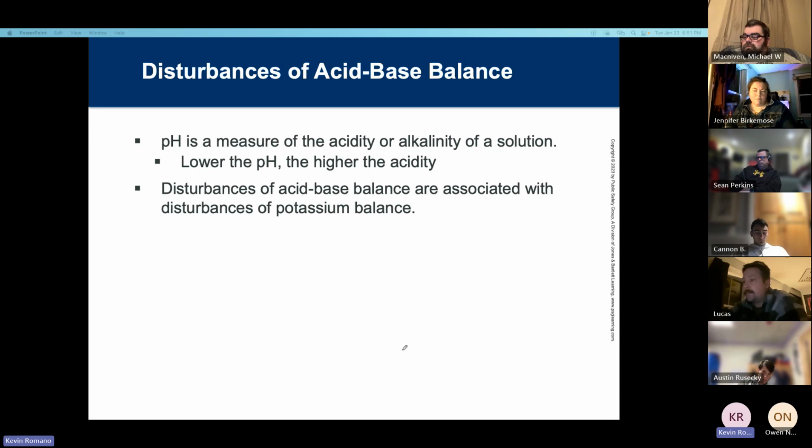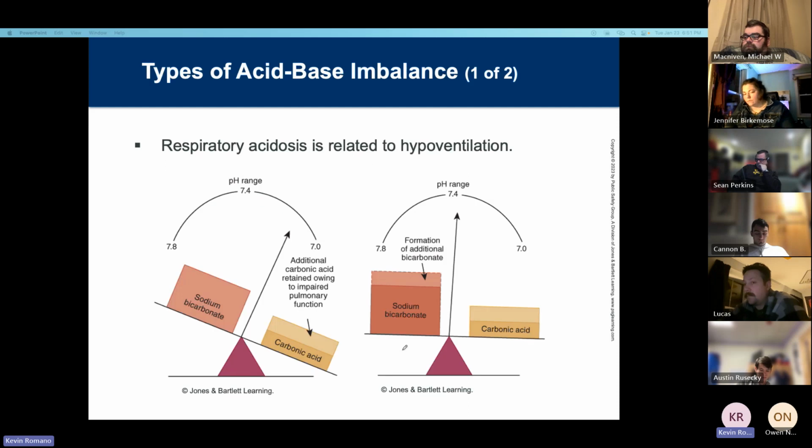All right. So disturbance of acid-base balance. We just talked about this a little bit in the last class. A pH is a measure of the acidity or alkalinity of a solution. The lower the pH, the higher the acidity. Acidosis is an increase in extracellular hydrogen ions, which is H plus ions. Alkalosis is a decrease in extracellular hydrogen ions. A disturbance in acid-base balance is associated with disturbances of the potassium balance. So let me show you in the next slide.